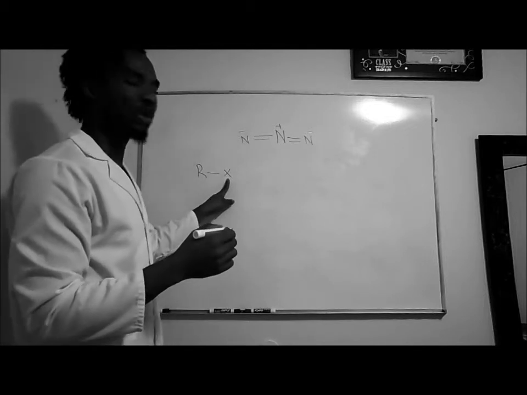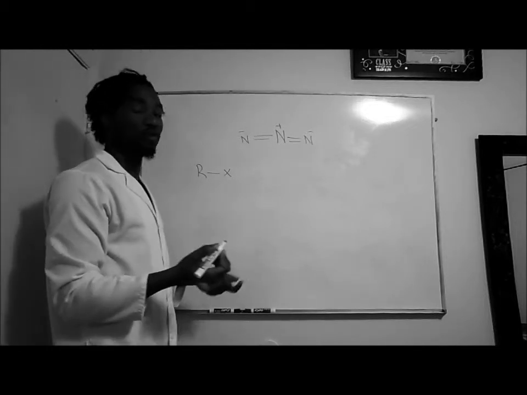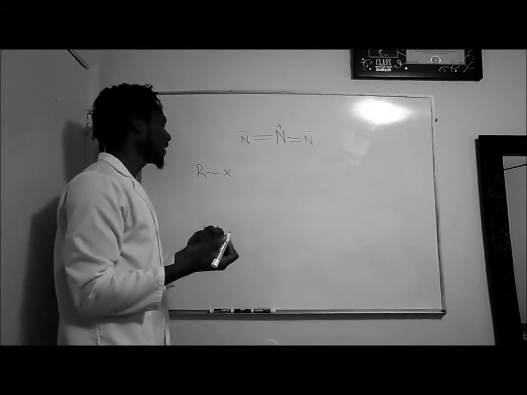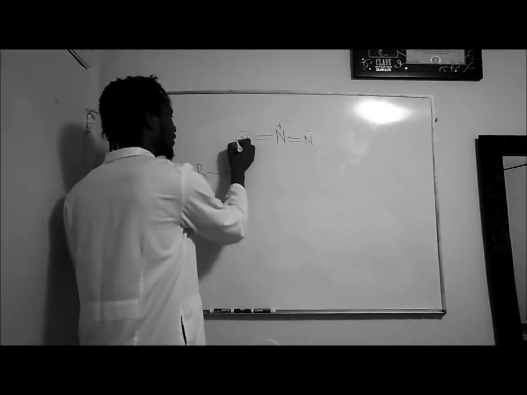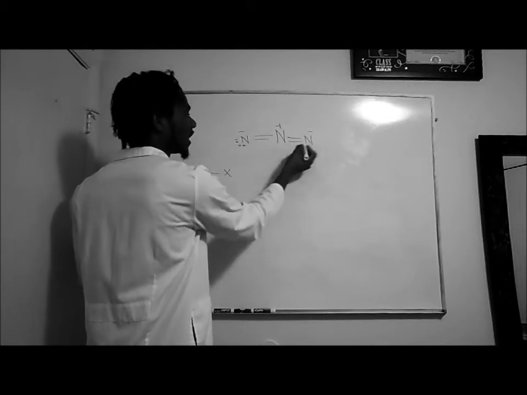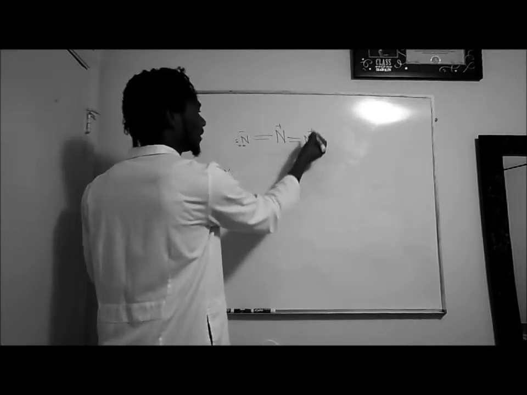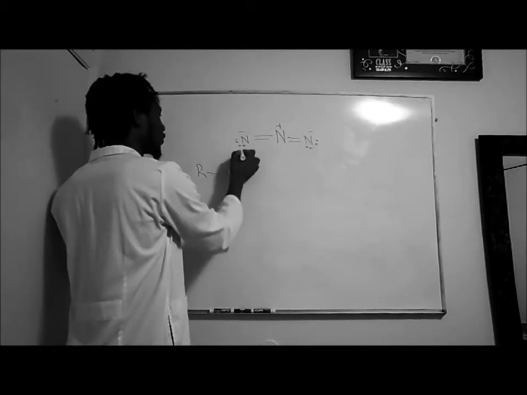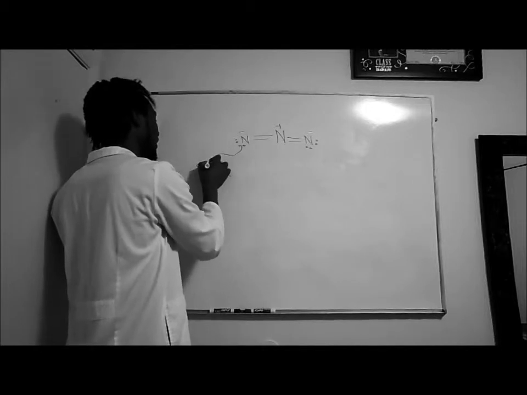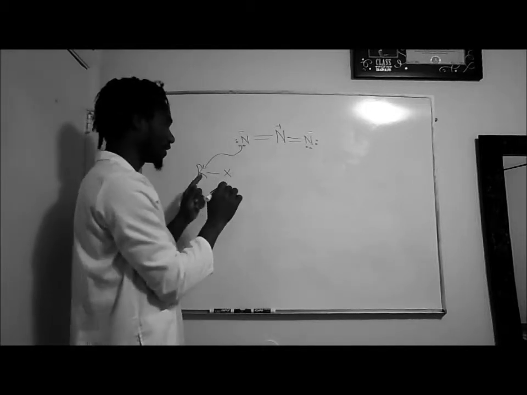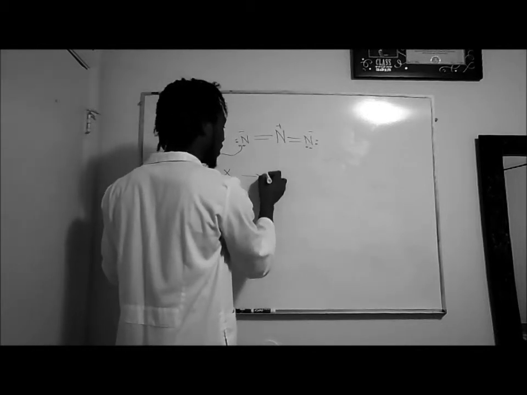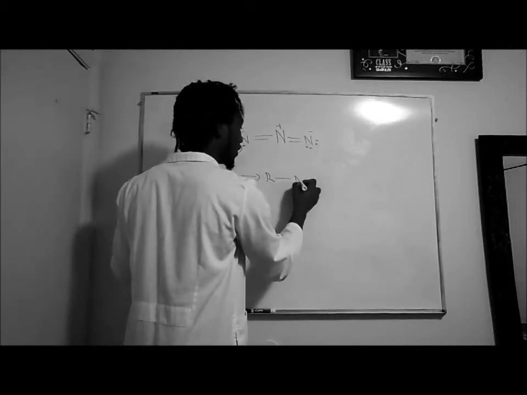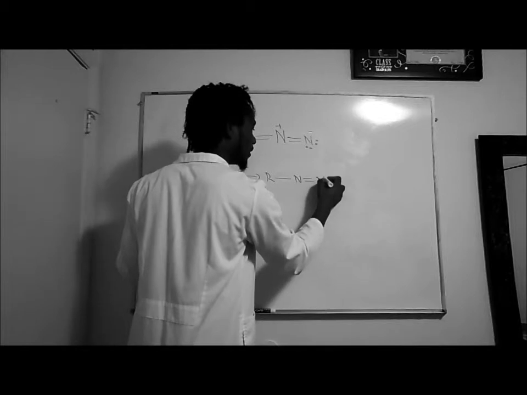This one, the X group is a halide. It can be bromide, chloride, any halide. So what's gonna happen? Don't forget, this one doesn't have any lone pair. This one has two lone pairs. That's what makes them negative. So the negative charge, the lone pair gonna attack this R group. The carbon in the R group is gonna kick this off. So you will have the R with N double bond N.